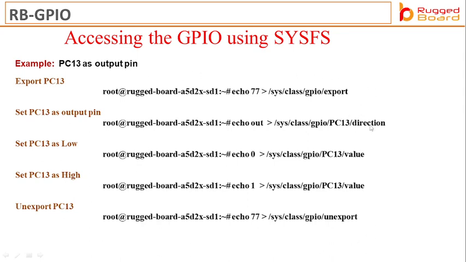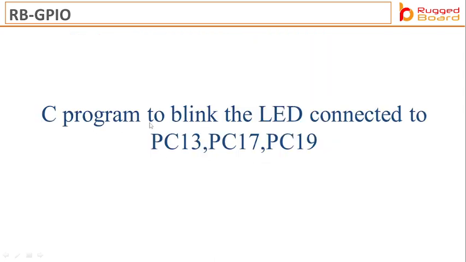Using this as a base, we need to write a C program to turn this LED on and off automatically. Since this works like a file, we will be using the open, read, write, and close system calls. The task is to write a C program to blink the LED connected to PC13, PC17, or PC19. I will show a practical session on this, making any one of the pins an output pin, and we will try to blink the LED.